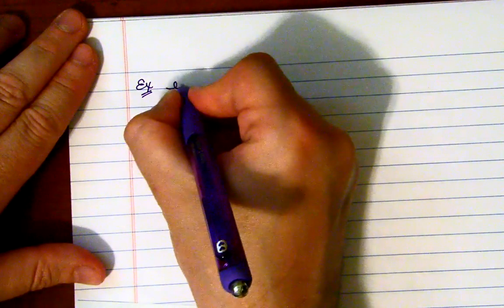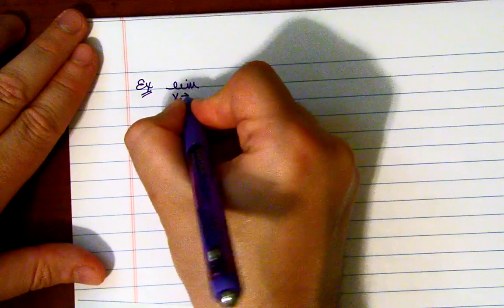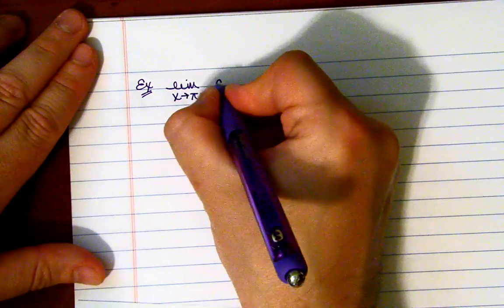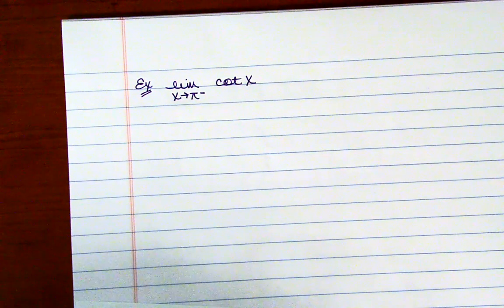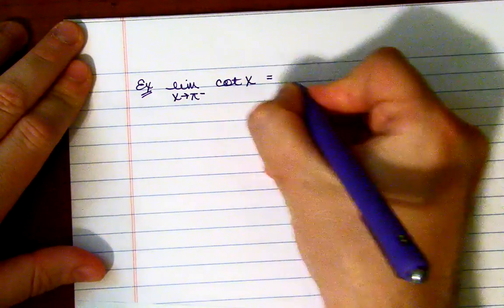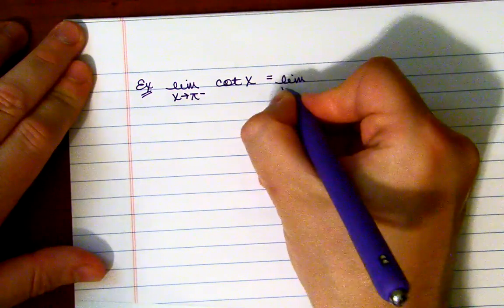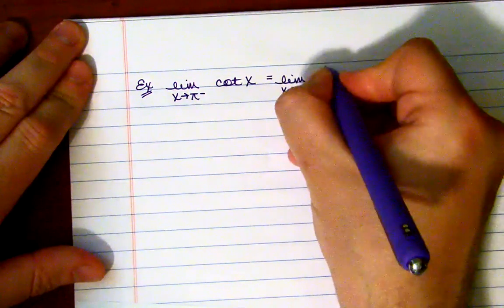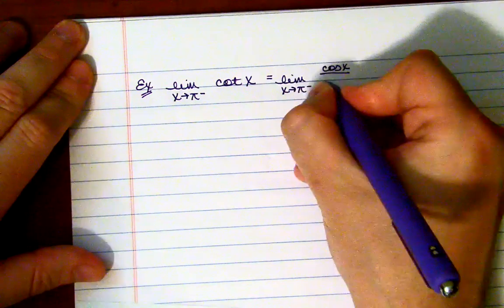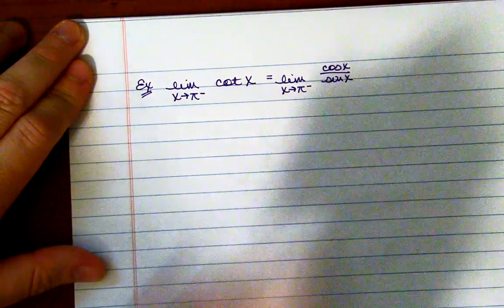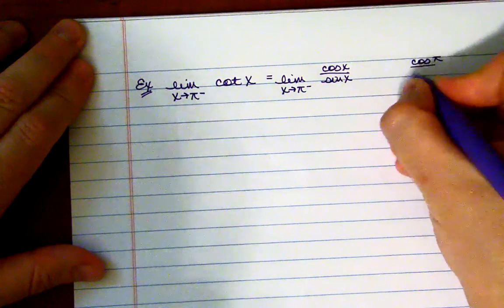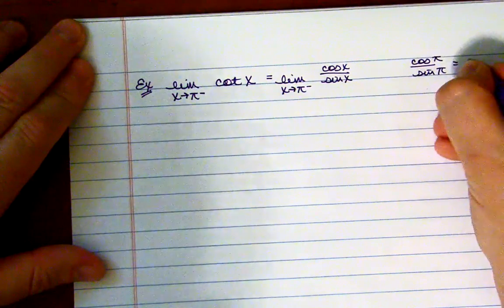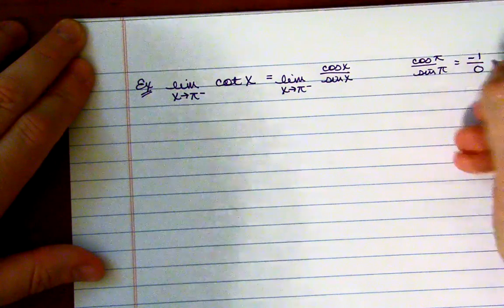Let's take a look at the limit as x approaches pi from the left of the cotangent of x. I'm not the biggest fan of cotangents. I would rather deal with sines and cosines. So let me start by doing that. I'm going to say that this is the limit as x approaches pi from the left of the cosine of x over the sine of x. Well, I'm going to go and plug in, and we're going to get cosine pi over sine pi. Cosine pi is -1, and sine pi is 0.